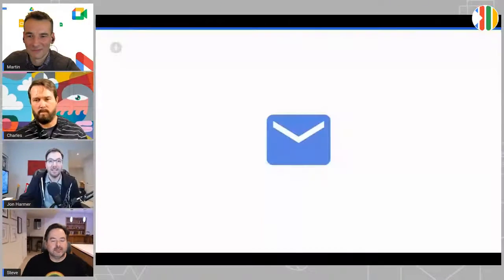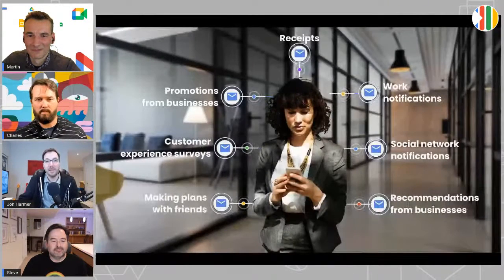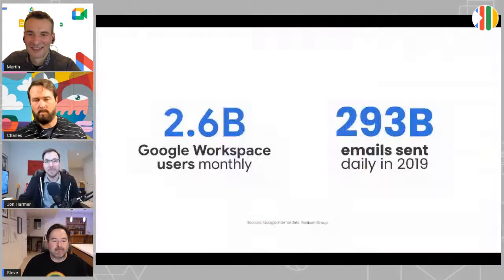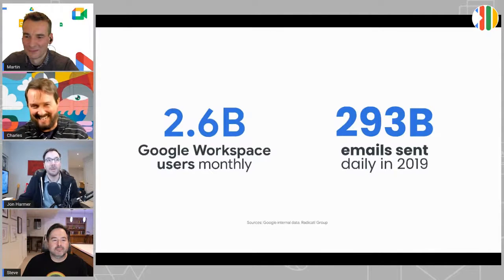A little history lesson first that you hinted at, Charles. Email has been around a long time. We use it for a lot of interesting things: making plans with friends, promotions, an unbelievable number of social media notifications, things like that. In fact, 2.6 billion Google Workspace users every month, and 293 billion emails sent in 2019 are pretty staggering numbers. I feel like I get a vast majority of those 293 billion emails in my inbox.